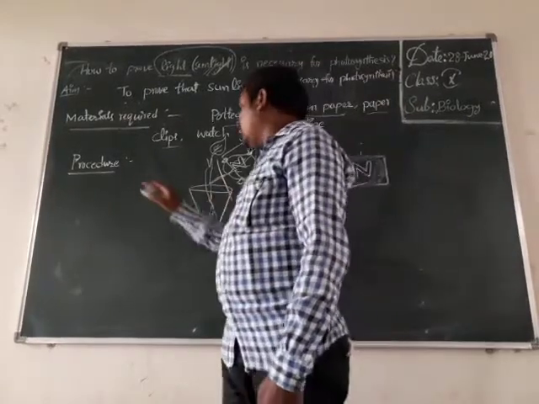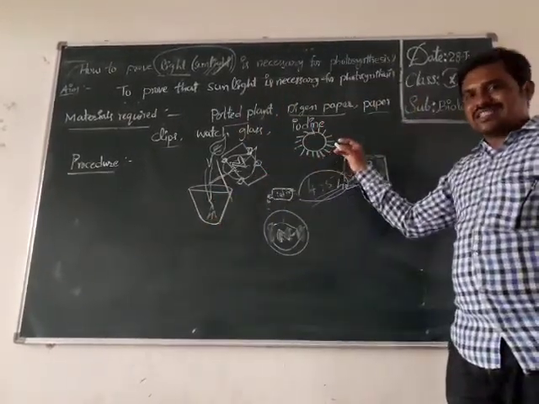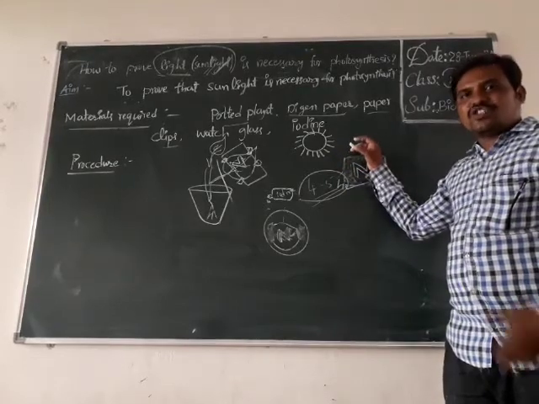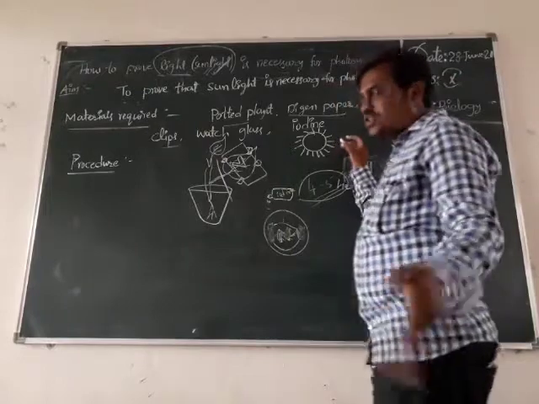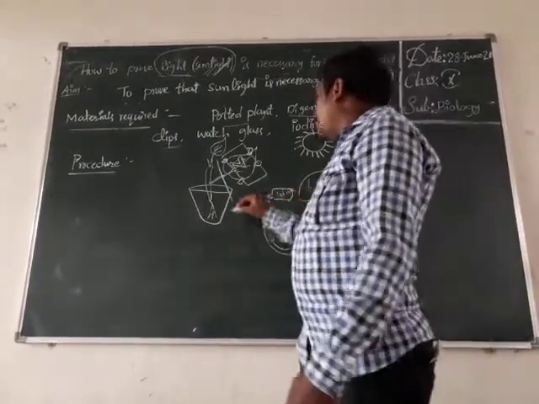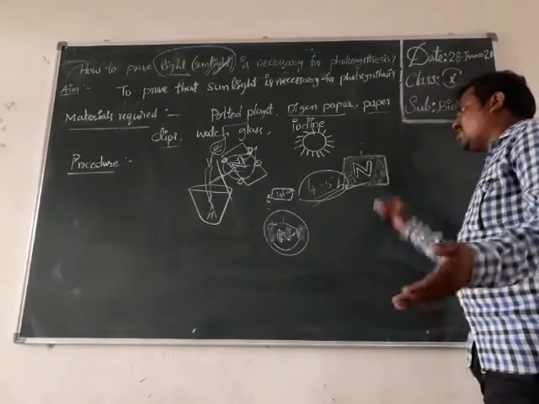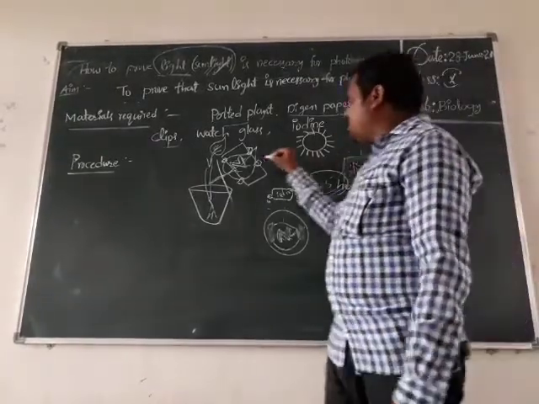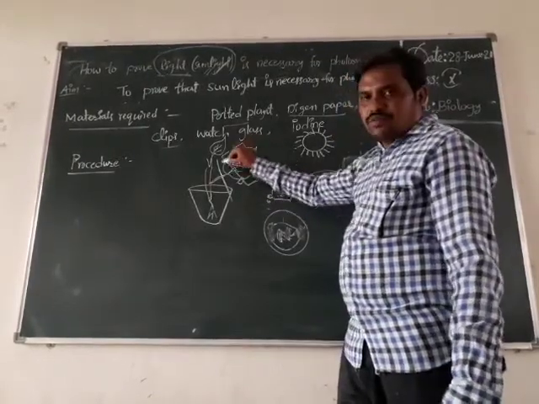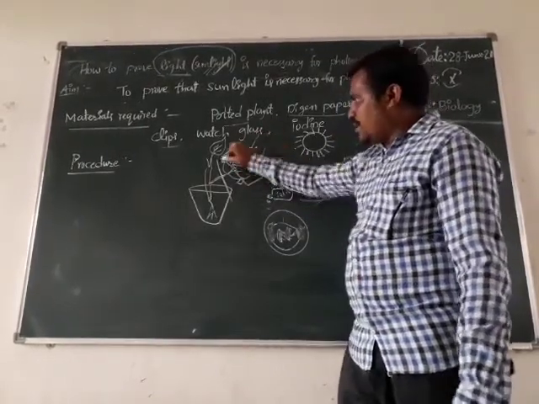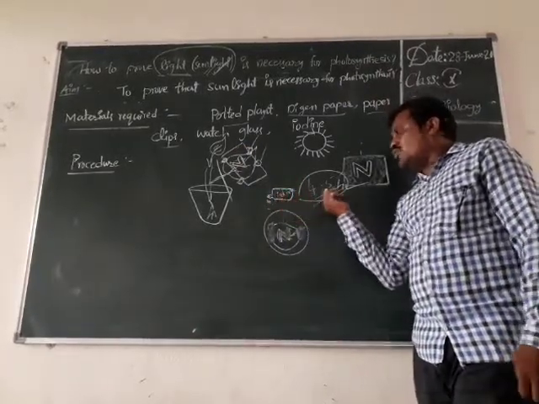Procedure: take a potted plant and keep it in the dark for 7 days, at least 3 days, to destroy the starch due to absence of light. Next, take a black paper and cut it with your own design, like a star or any symbol. Arrange this design paper on one of the leaves of the potted plant, on both sides, with the help of paper clips. Keep it under the sunlight for at least 4 to 5 hours.